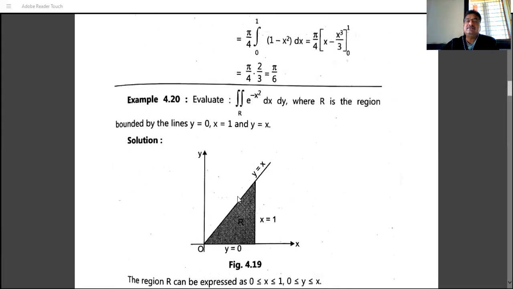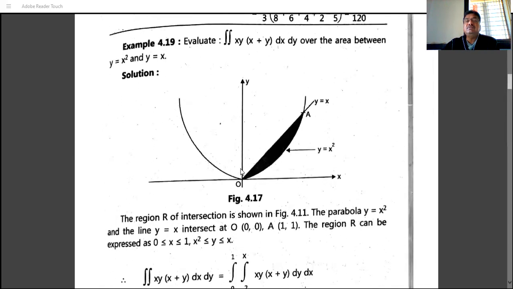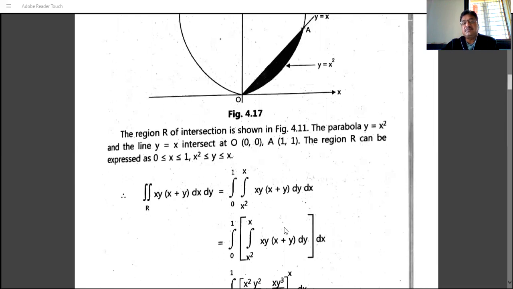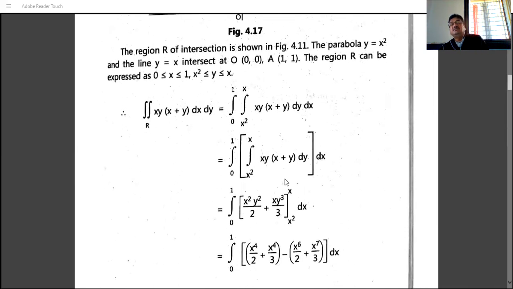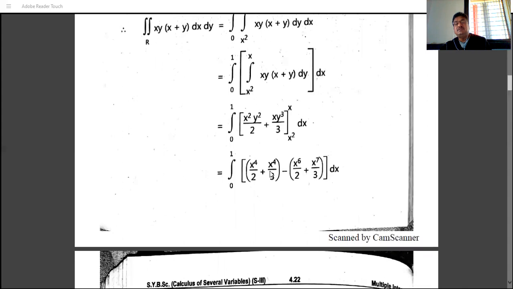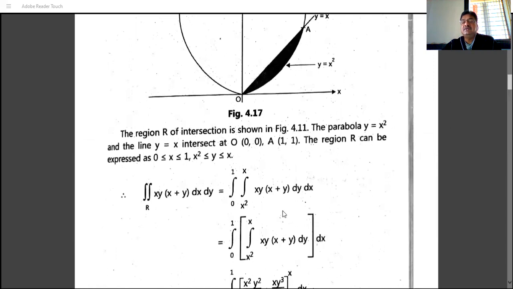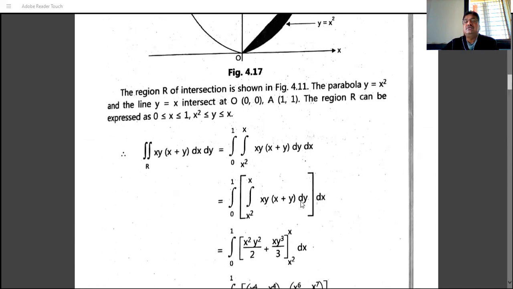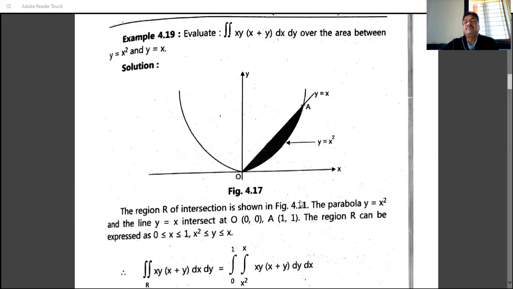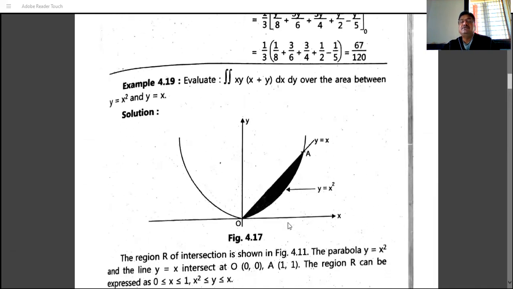In some examples, like the earlier example, we can integrate with respect to y first or with respect to x first. It doesn't matter. In both methods we have the same answer, and both methods are simple. But in some examples, whether to go with respect to x or with respect to y first depends on the example. That is, in some examples, integrating with respect to y first is convenient. In some examples, with respect to x first is convenient.